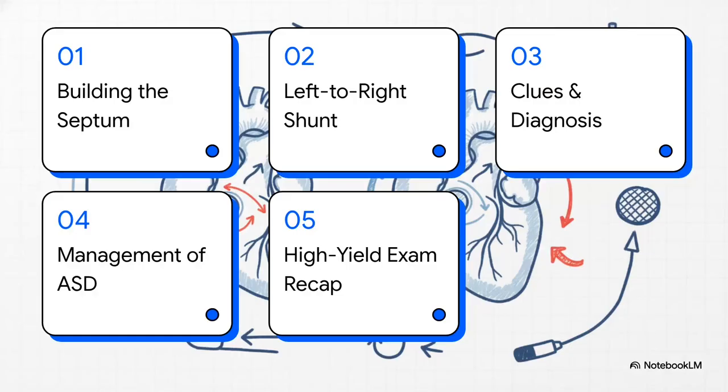Okay, so here's how we're going to break it all down. First, we'll see how the atrial septum is supposed to be built. Then we'll talk about what goes wrong with the blood flow. That's the shunt. After that, we'll jump into what this looks like in a patient, how we diagnose it, and of course, how we manage it. And we'll wrap it all up with a super high-yield recap for your exams.